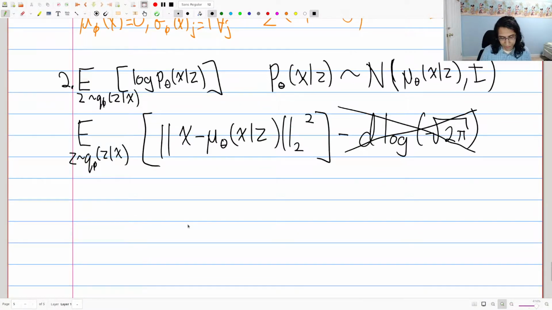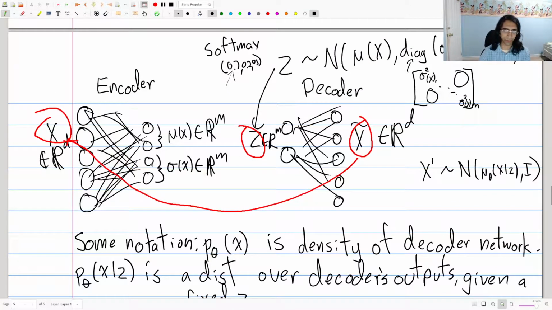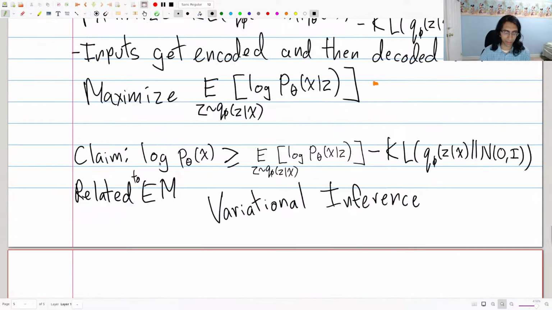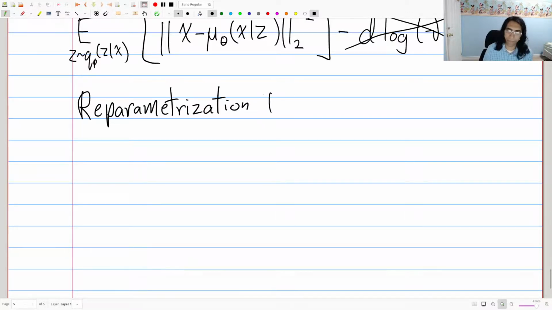Well, the fortunate thing is we're going to take this network here and do what's known as the Reparameterization Trick. So let's take a look at this. I'll draw the key part of this component. This is known as the Reparameterization Trick. The idea is the following.